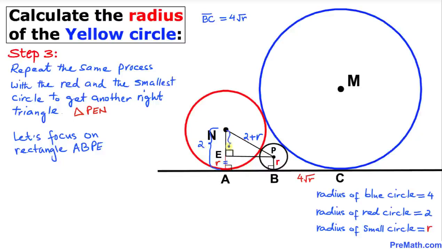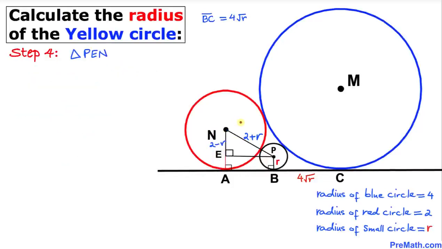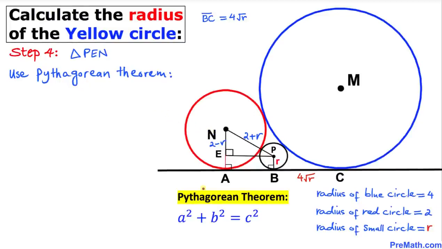So this length NE is going to be simply 2 minus r. Now let's go ahead and focus on this triangle PEN, and we know that this triangle is a right triangle. So therefore we are going to use the Pythagorean theorem. And here once again the Pythagorean theorem is a square plus b square equal to c square.